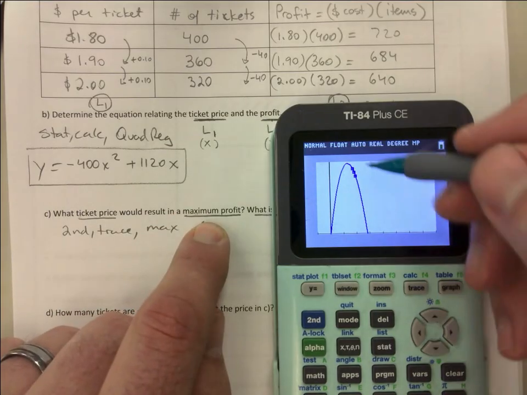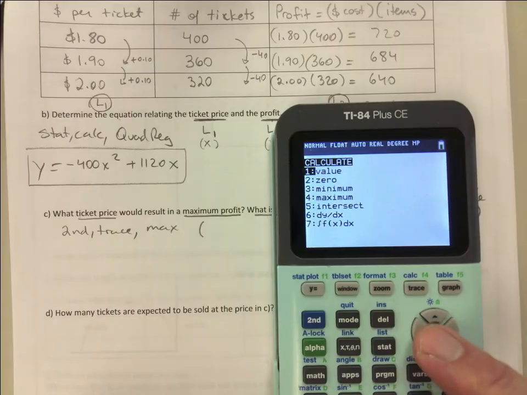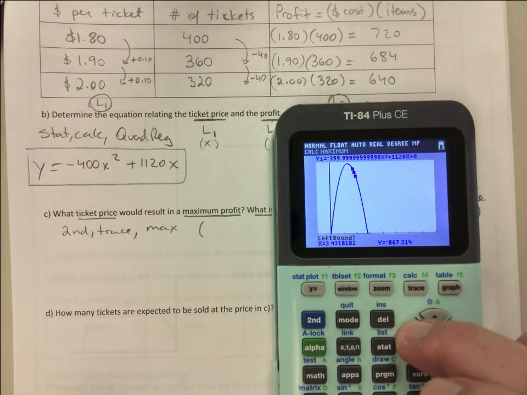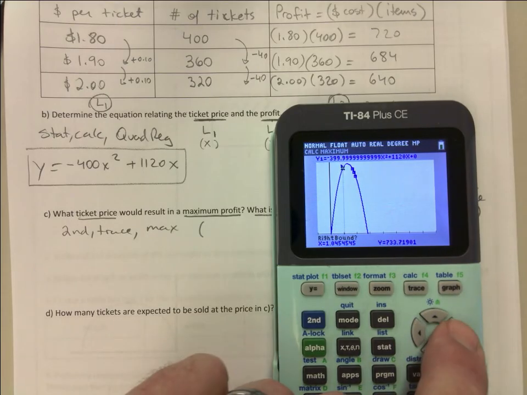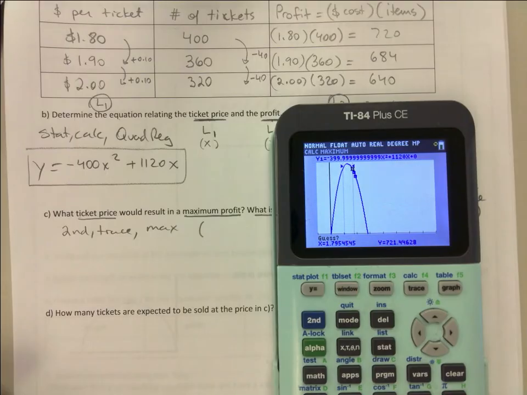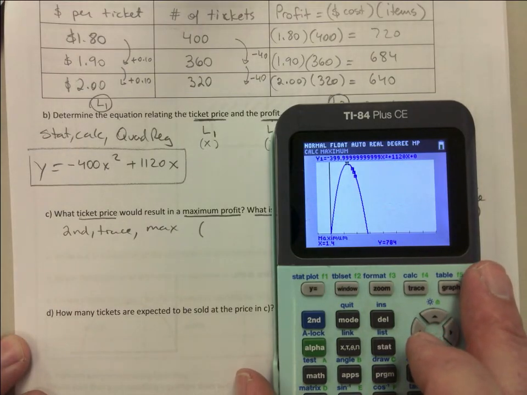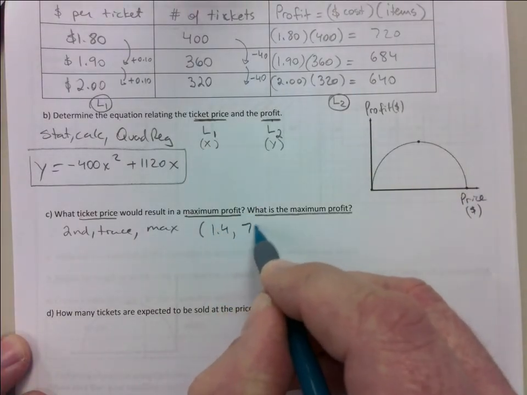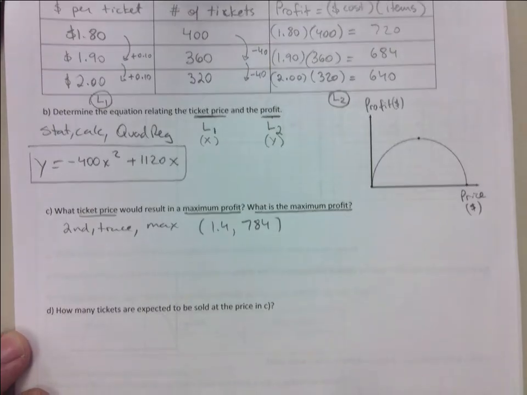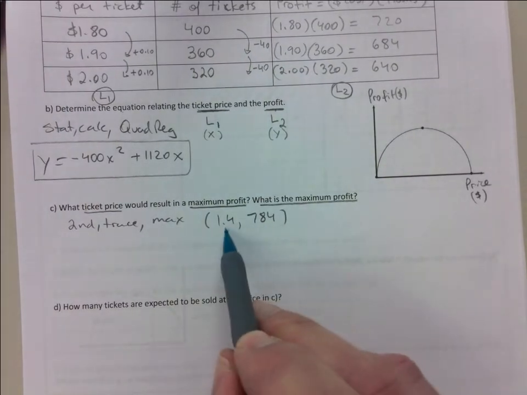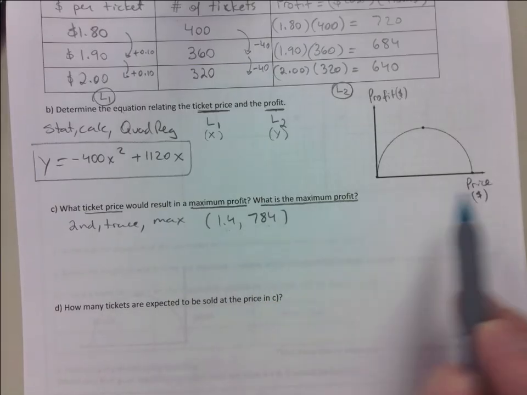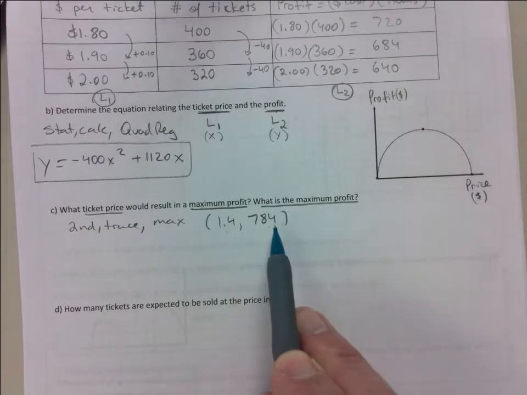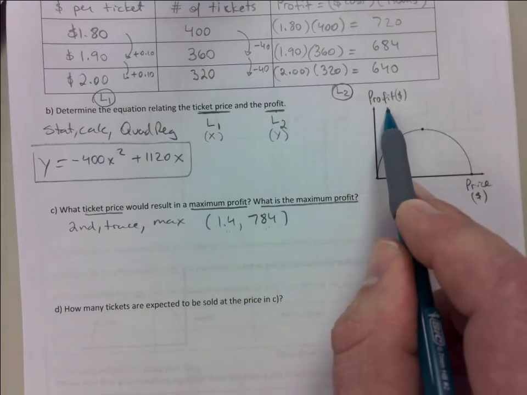Now I can find the maximum. Second trace, max. My cursor wasn't showing up, so you go enter, enter, enter: 1.4, 784. What do these numbers represent? The first number represents the ticket price, and the second number represents the profit.